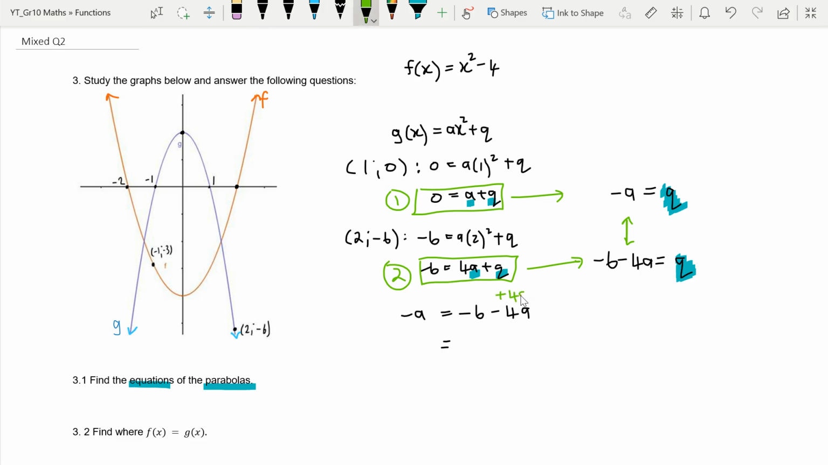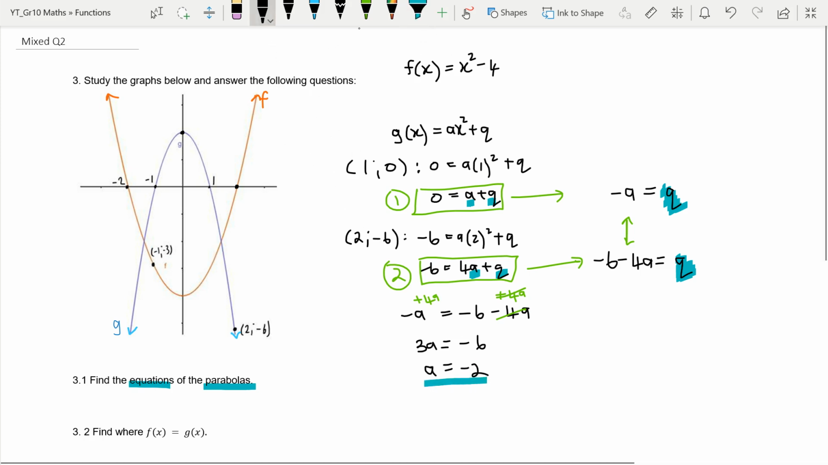I'm going to plus 4a on this side so that they cancel out and it goes away, as long as I do it on the other side. So then on the other side, I get 3a, and that side I'm left with a negative 6. Now I divide both sides by 3, and then I get negative 2. Okay, so I found my a. Don't stop there. We still need to find our q. And I am going to plug into equation 1 again.